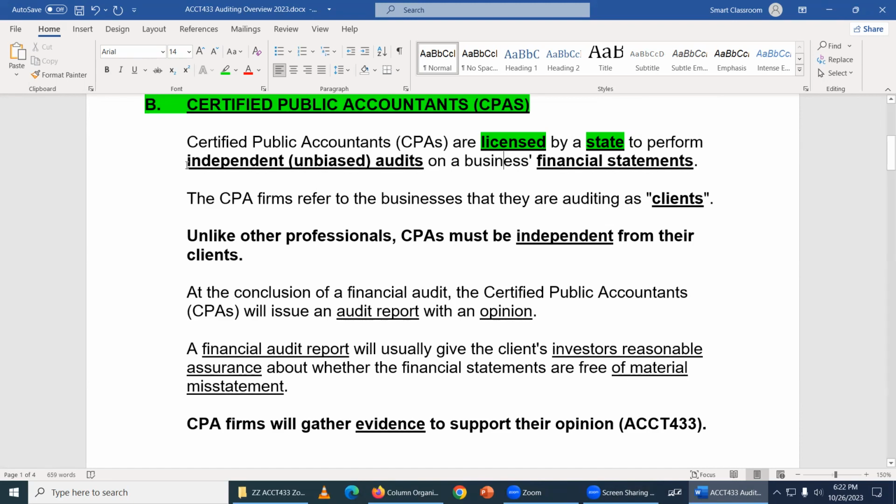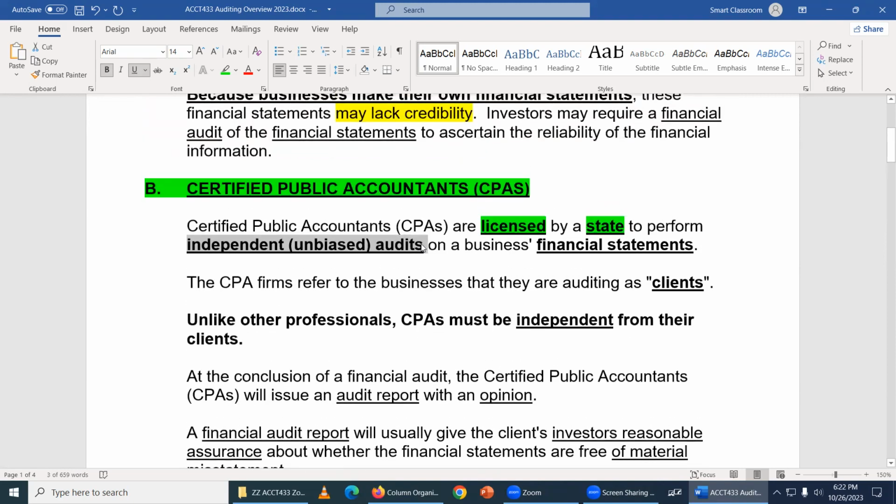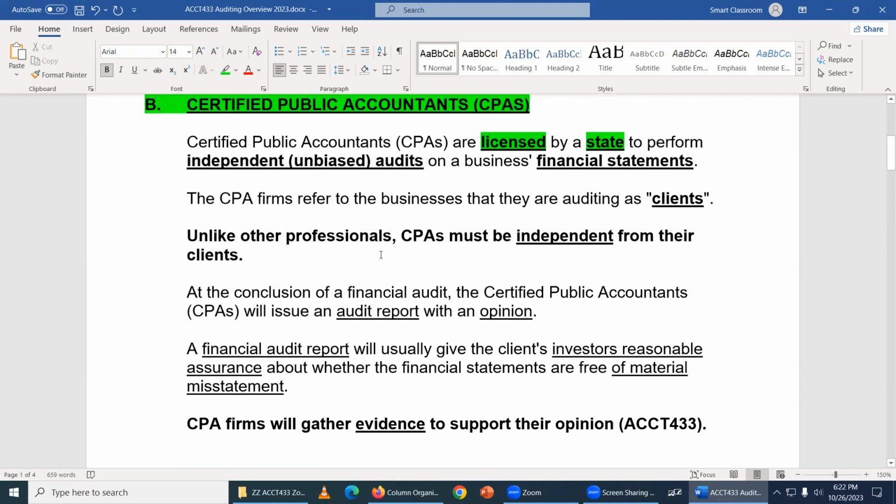But the whole idea, though, is that they're independent. And they're independent because whoever's reading those financial statements has to be able to depend on that there's somebody not working in the company that has taken a look at this thing. So they must be independent. So, for example, you can't buy stock in your client. If you're auditing IBM, you cannot buy stock in IBM. Then you would not be independent.